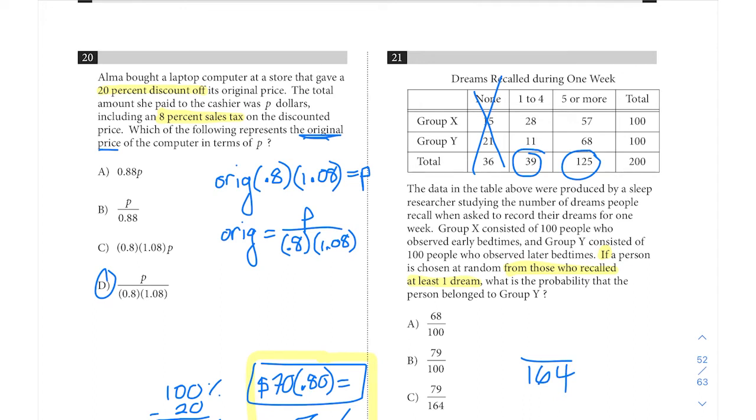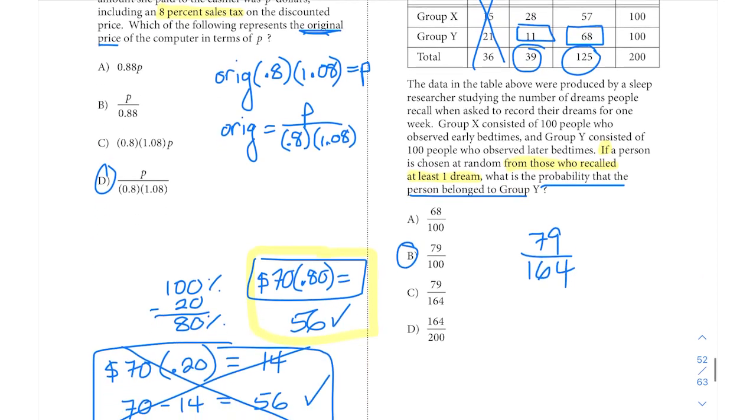And then they want the probability that the person belonged to group Y. So out of these groups that we circled here, the probability that they belonged to group Y will be the total of those included from group Y, which will be 11 plus 68. When we add those together, that'll be 79 group Y individuals out of the total of 164. And that matches up with answer choice B.